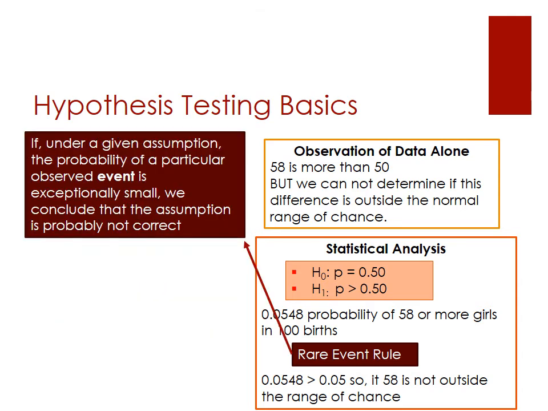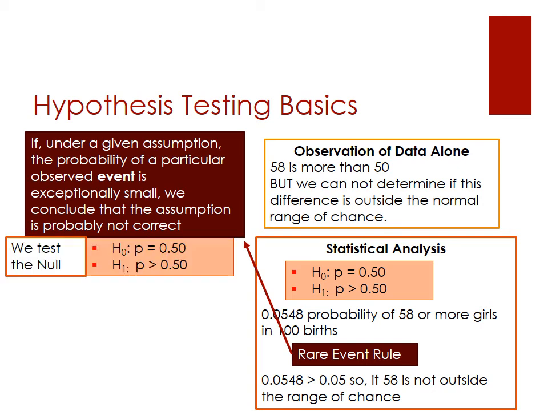And when we connect our rare event rule back with the language, notice we've been focusing on the number 0.05, but now we need to make sure in hypothesis testing we connect that back with the language of the two given assumptions. So we have two assumptions in our hypotheses. We have the null hypothesis assumption that P is going to be equal to 0.50, and we have the alternative hypothesis assumption that P is going to be greater than 0.50. So, as we see here, if under a given assumption the probability of a particular observed event is exceptionally small, we conclude that the assumption is probably not correct.